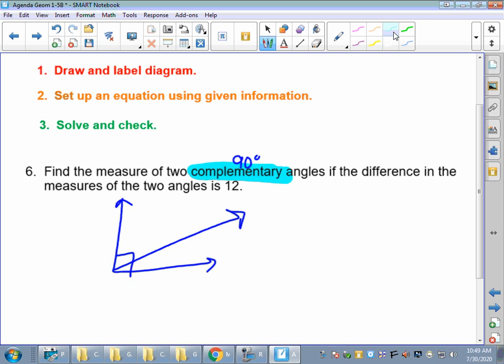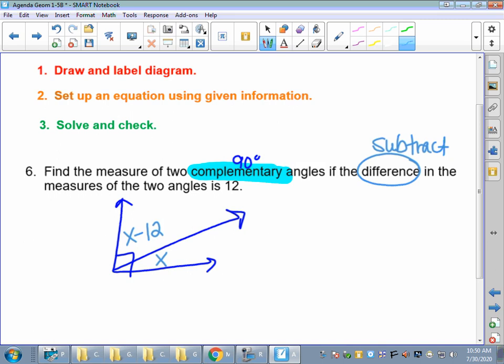It says the difference in the measures of the two angles is 12. Well, we don't know either one of these angles, so always start with marking one as X first. We don't know the first one, we're good. Difference, go back to your algebra. Difference always tells you subtract, right? So one is 12 littler than the other one. So it's got to be 12 fewer degrees than the other. We are done drawing and labeling that diagram.